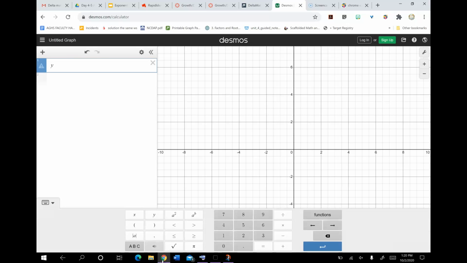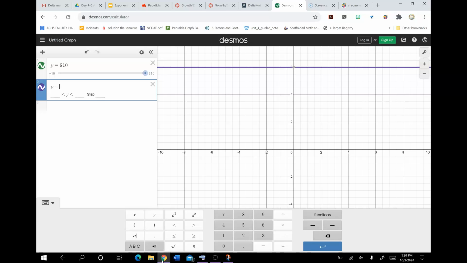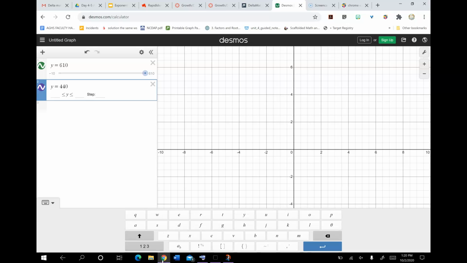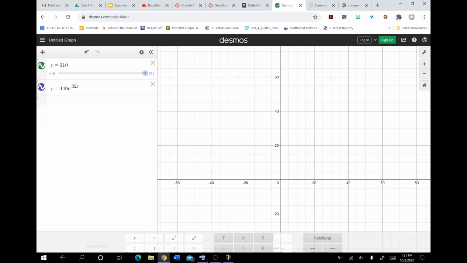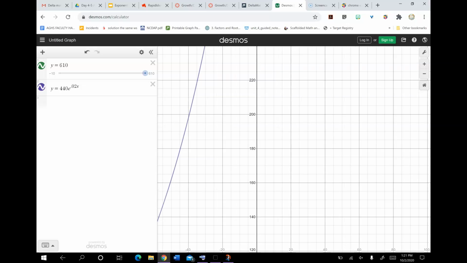So left-hand side is y equals 610. If you don't put y equals there, it's not going to graph it. And then y equals 440 times E raised to the 0.02. Instead of using T, we're going to use X because Desmos likes that. So now we need to find their intersection. We're going to do a combination of some zooming out and some scrolling.